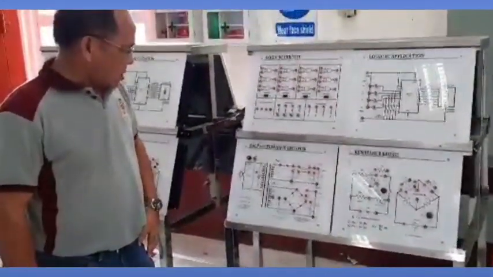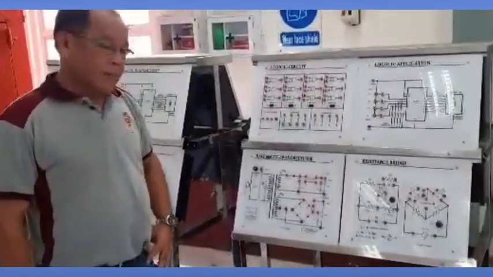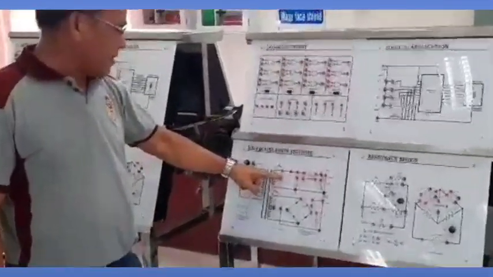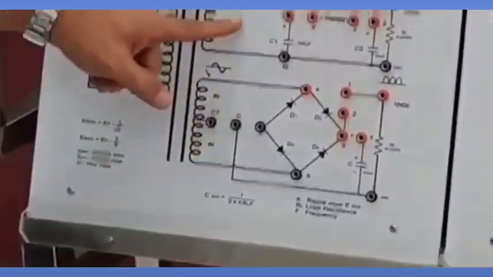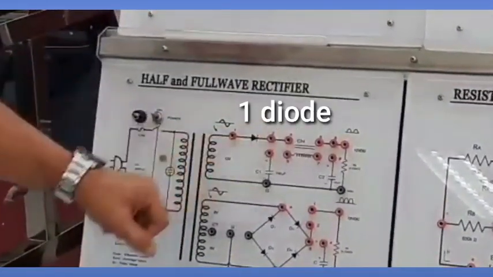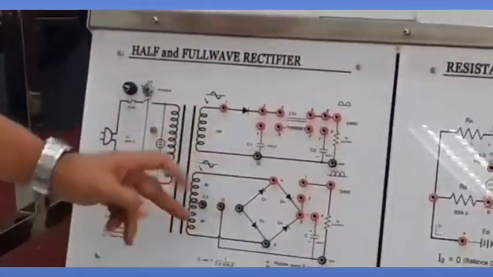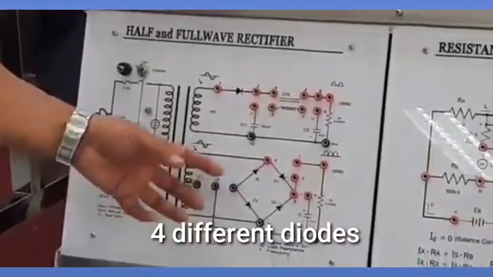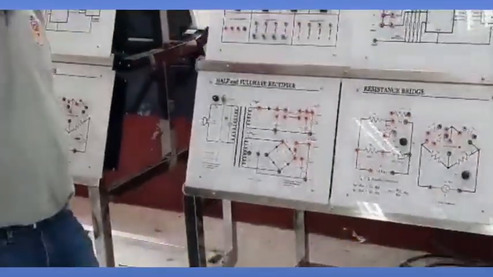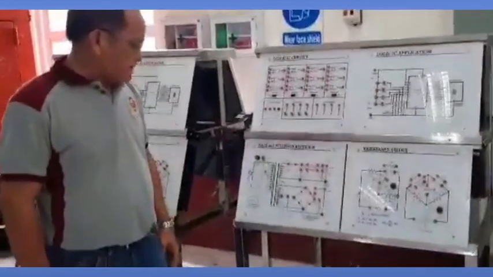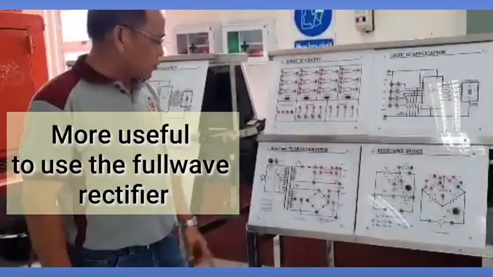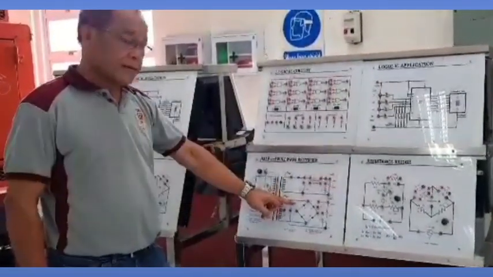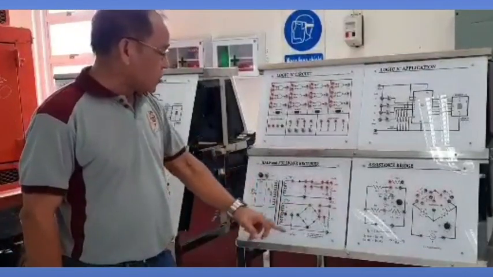The next activity that will be discussed is the full wave. This is the half wave, and this is the full wave. In the half wave, we use only one diode. On the full wave, we use a rectifier bridge composed of 4 different diodes. Between the two, it is more acceptable and more useful to use the full wave rectifier, because of the signal on the output side.